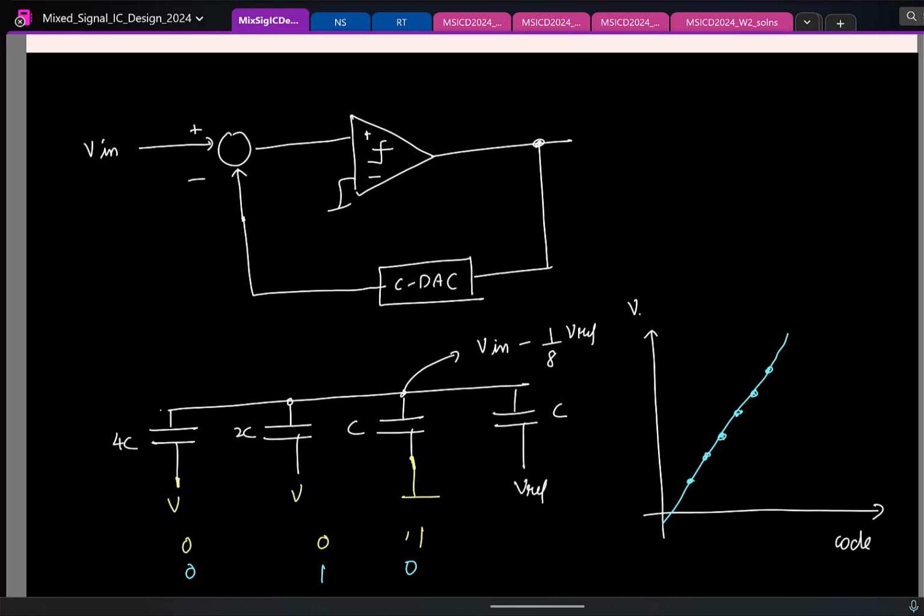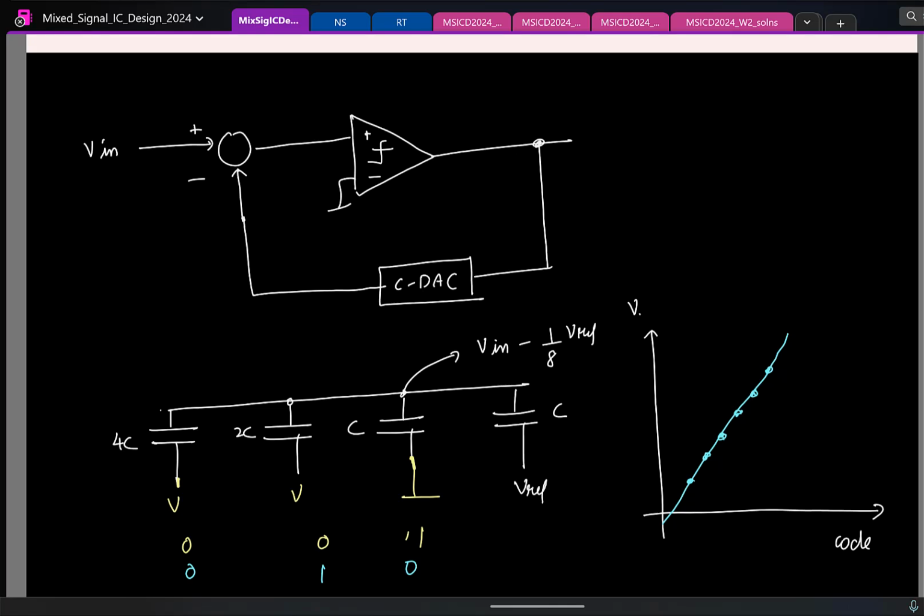No. I mean, remember that in our capacitive DAC, the capacitors by default are connected to Vref, and we are switching it to ground as and when required. So the digital bit, if it's 1, we connect it to ground. Right. So yeah, this is what happens.